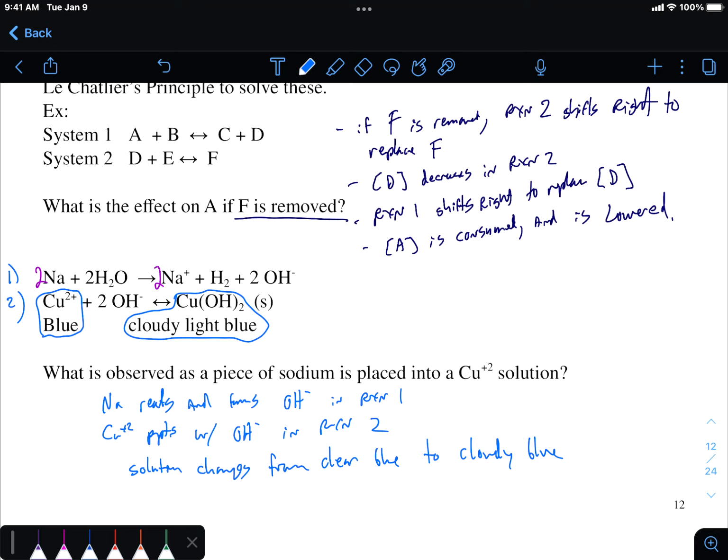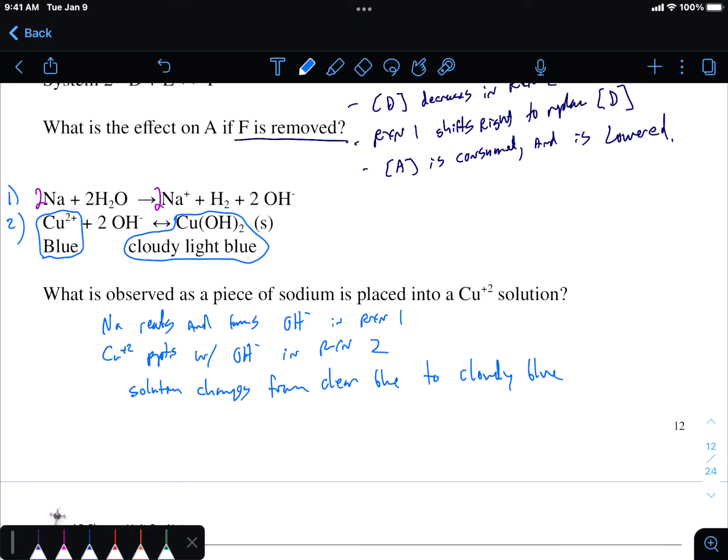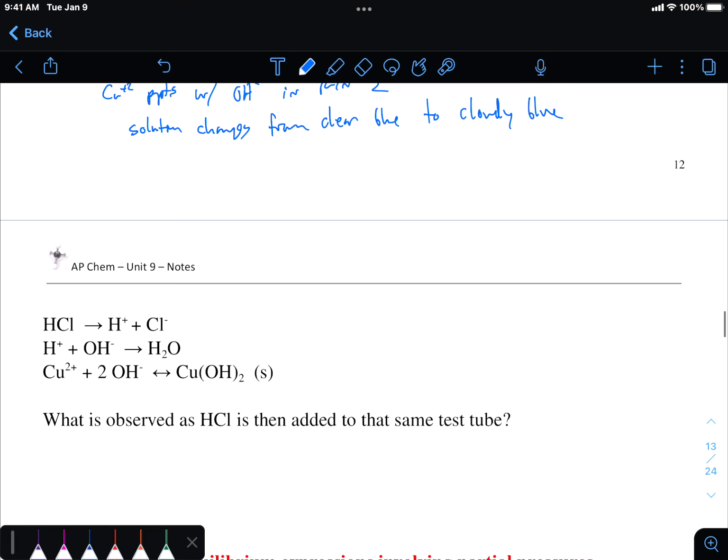Visual evidence is important. Understanding what changes are happening visually and explaining which direction equilibrium systems shift. And this is the crux of a lot of our labs this unit, visual evidence, to justify what the reaction is doing, where it's going. All right. Here's another one.